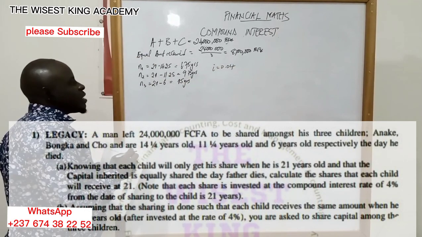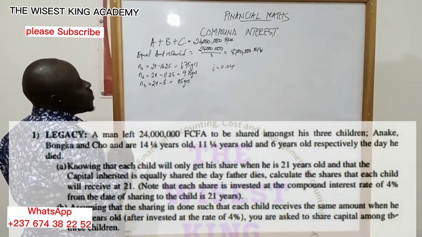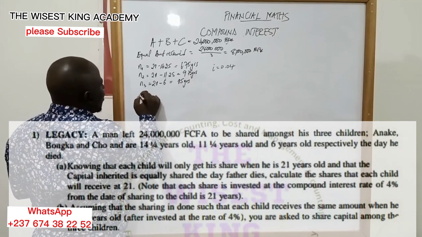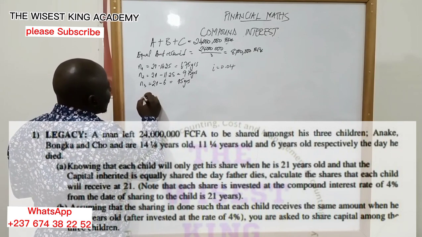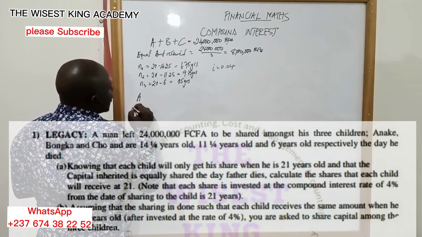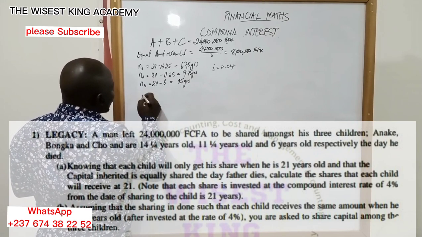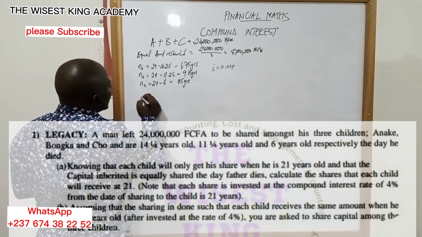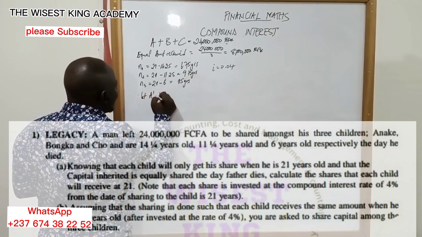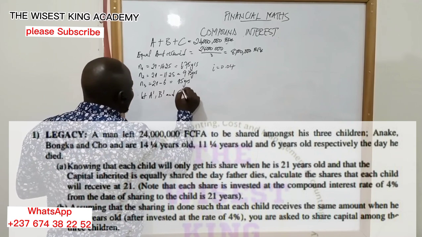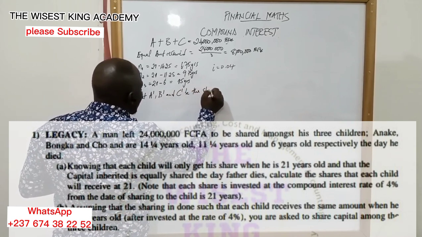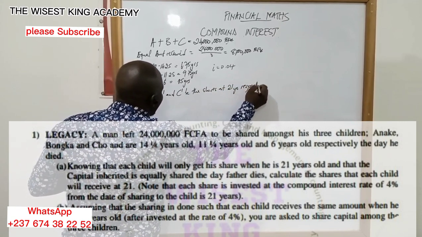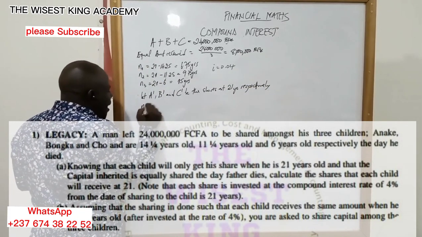At an interest rate of 4%, that's 0.04. How much would each and every one of them receive at 21? So it means at 21, we are going to take what A has received. Now, let A prime, B prime, and C prime be their shares at 21 years respectively. So it means that A prime will be what?